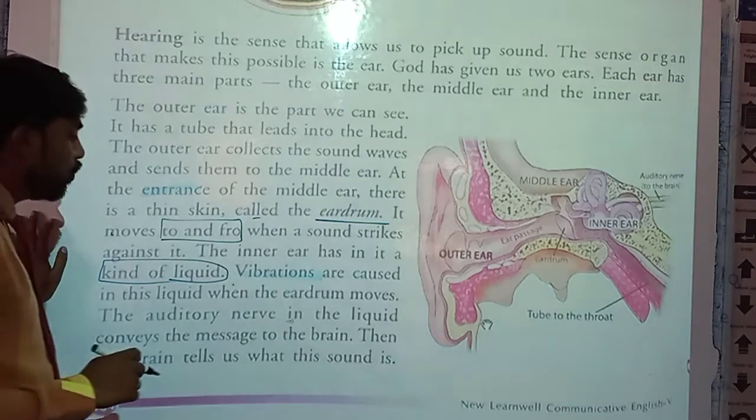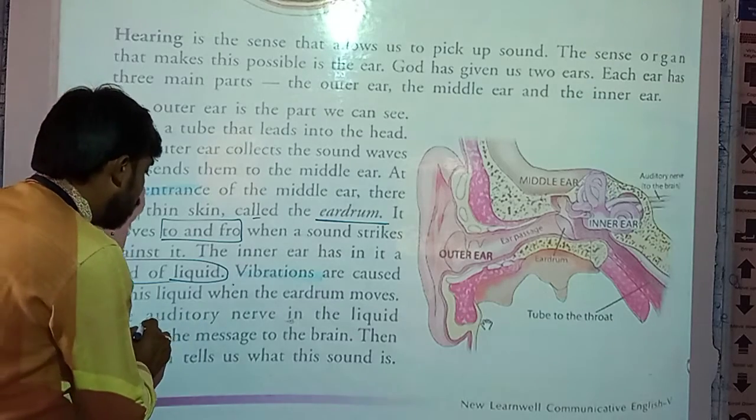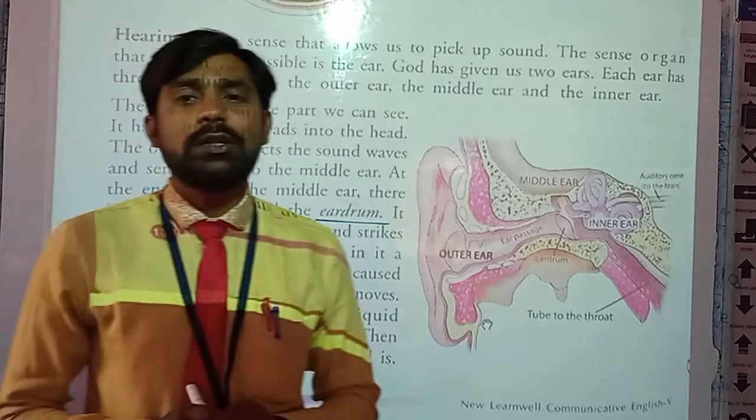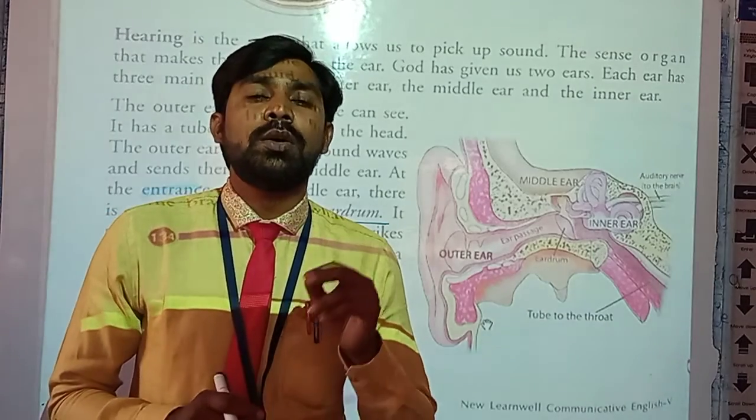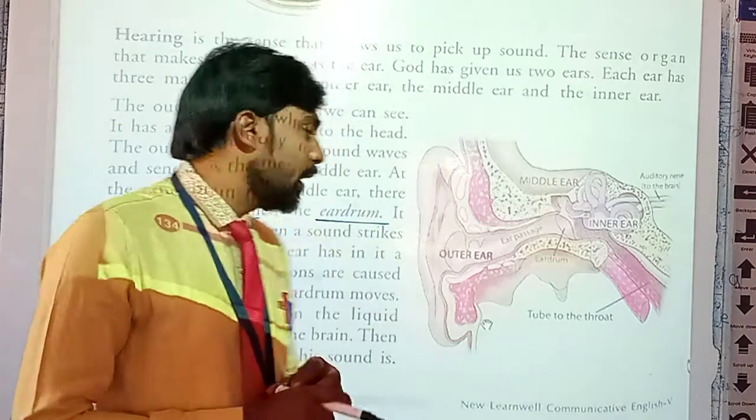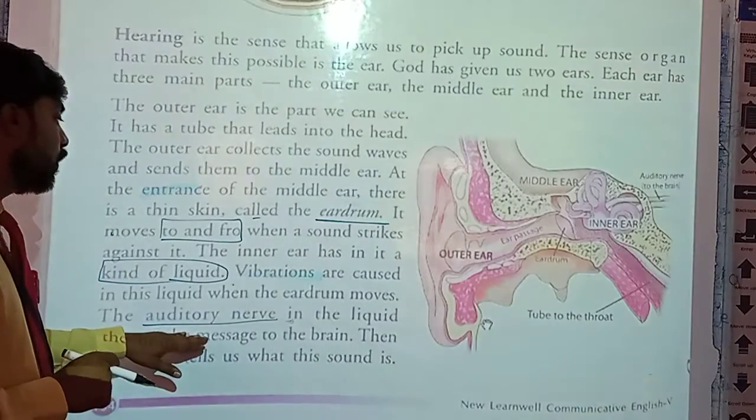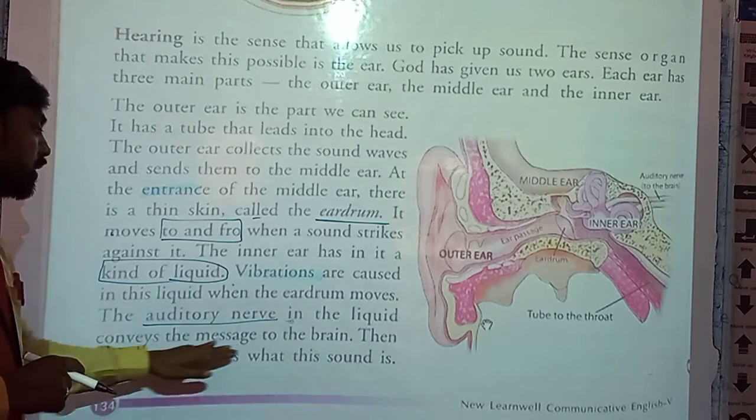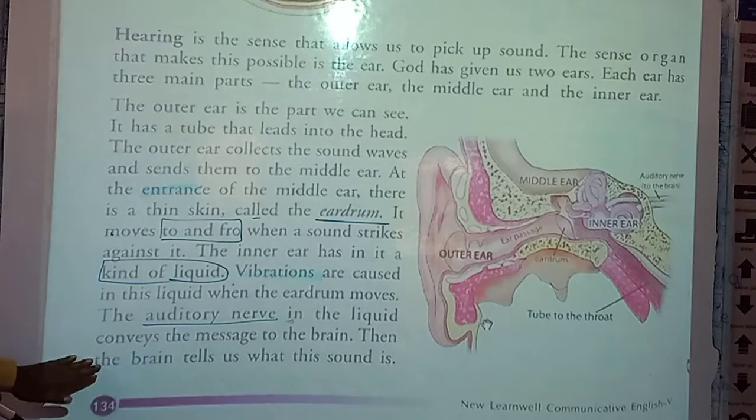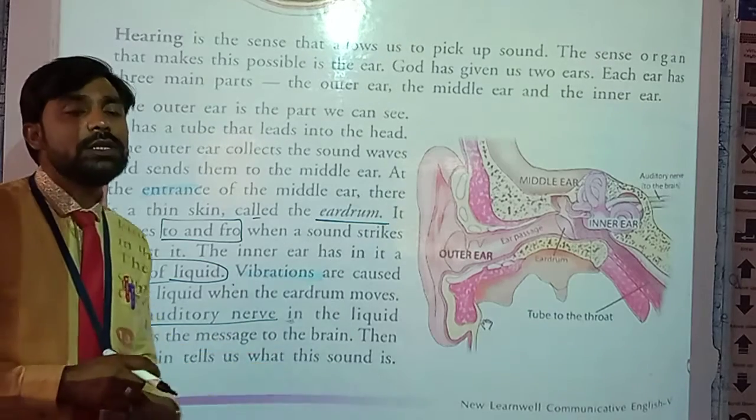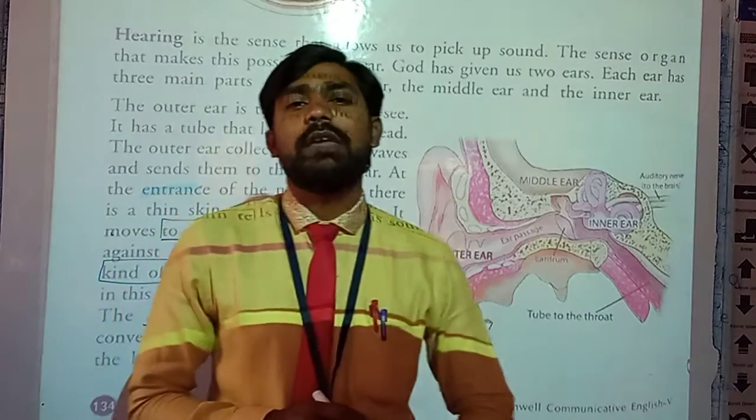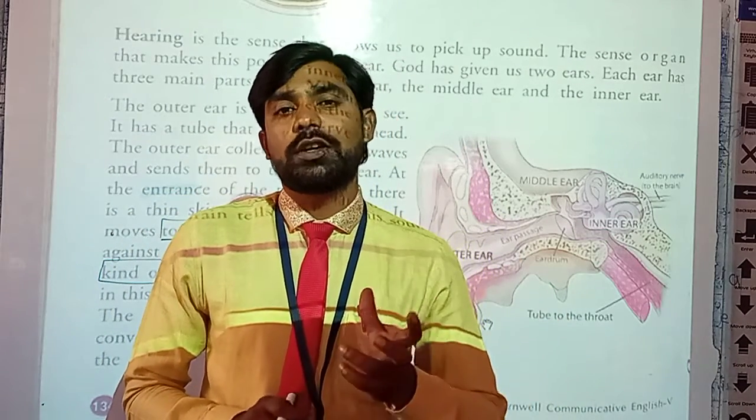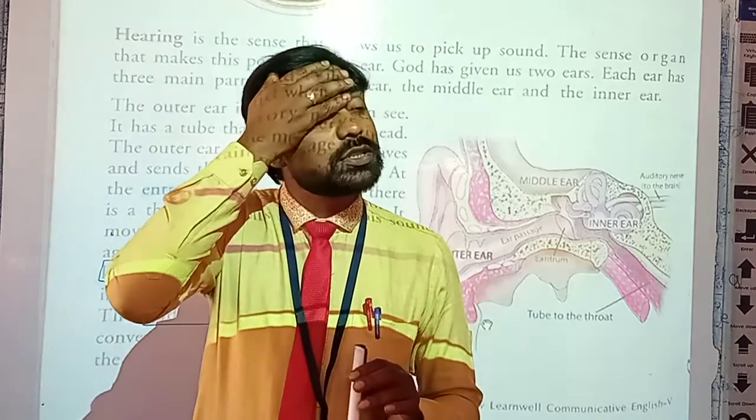Here also one nerve is there, and that is known as the auditory nerve. While learning about sight, we learned the optic nerve, and here the auditory nerve. So the liquid vibrates and this conveys the message to the brain. Then the brain tells us what the sound is. So here also we have seen how the ear works, what the ear's function is.